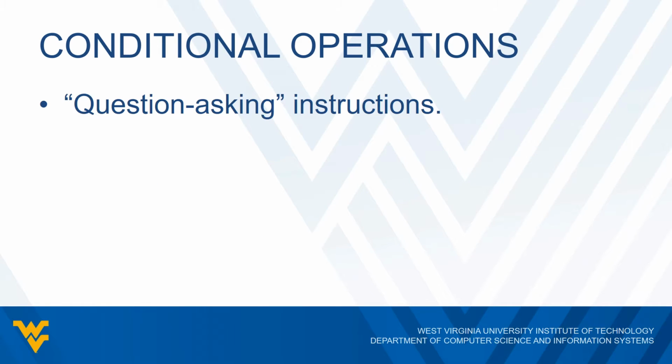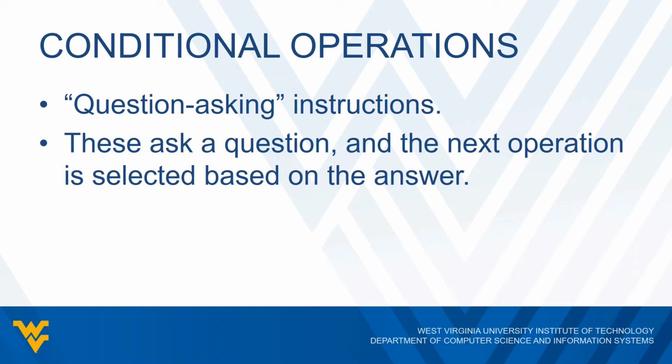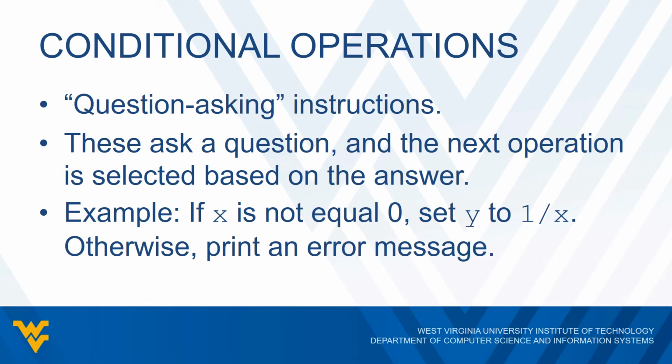Conditional operations are the question-asking instructions of our algorithm. They simply ask a question, and then the next operation we do is based on the answer to that question. So we say if something happens, then we'll do this operation. Or if that does not happen, then we do something else. To give you some examples, if x is not equal to 0, then we'll set y to 1 over x. Otherwise, we will print a message. Or if we're doing our cooking algorithm, if the mixture is too dry, then we'll add 1/2 cup of water to our bowl. Otherwise, we'll just move on to the next step.